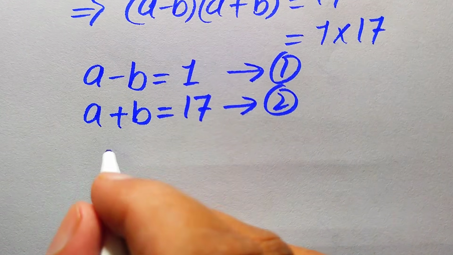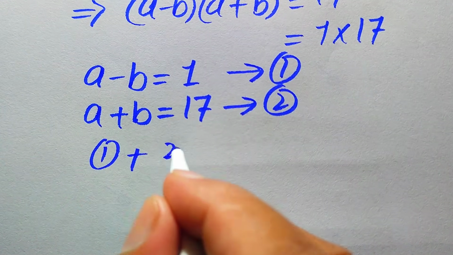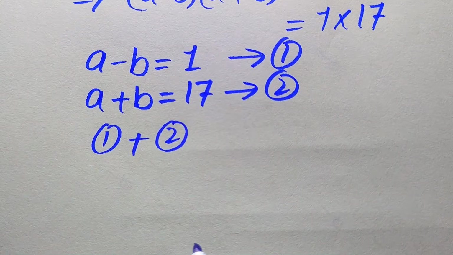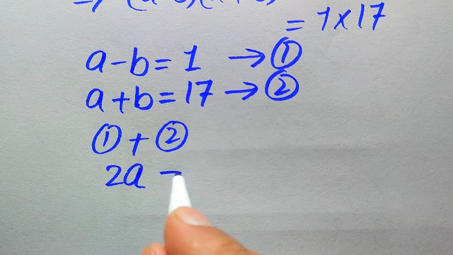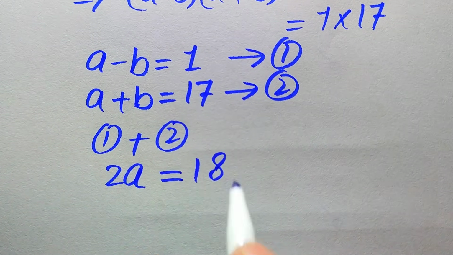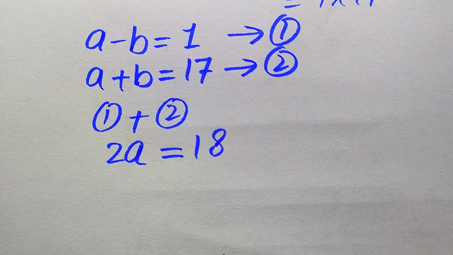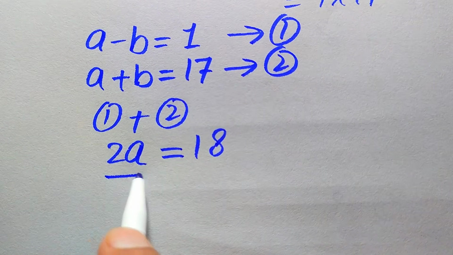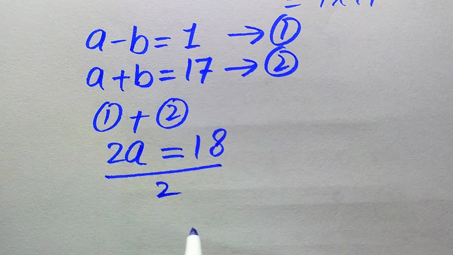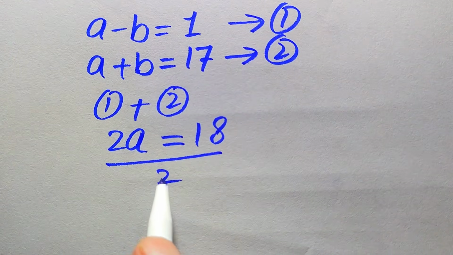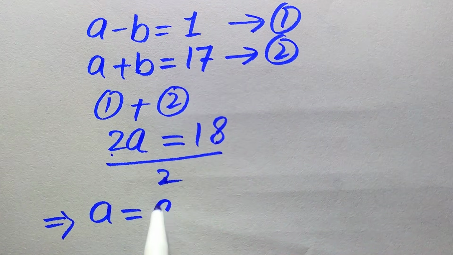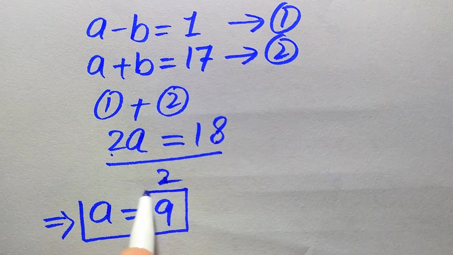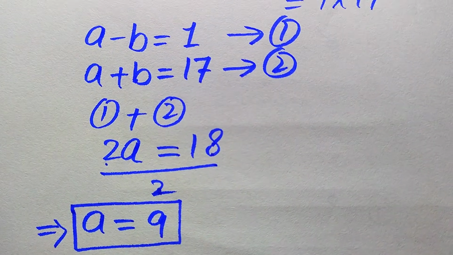So here first we sum up equation number 1 and equation number 2, and when we add both of these two equations we get a plus a equals 2a. This negative b and positive b are gone, and we get 1 plus 17 becomes here 18. And now for the value of a, we divide both of the sides by 2. So when we divide by 2, this 2 and 2 are gone, and we obtain a is equal to, this is 2 times 9 becomes 18. So we easily get the value of a is equal to 9.